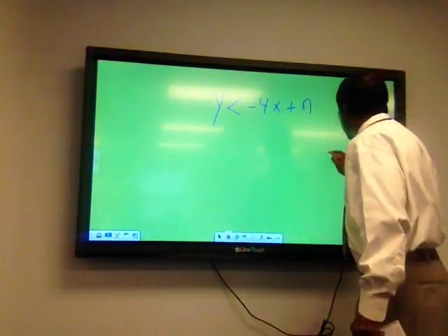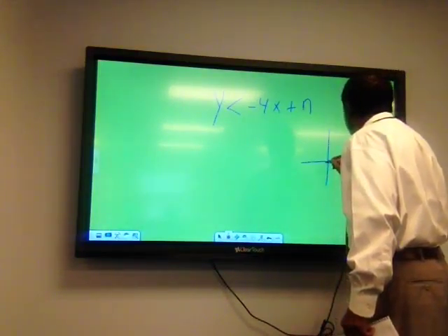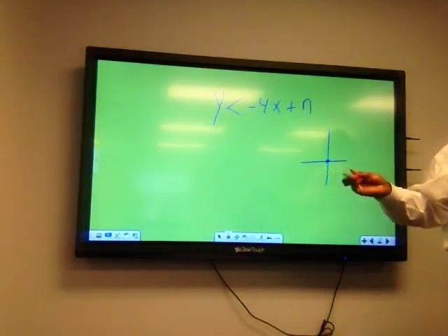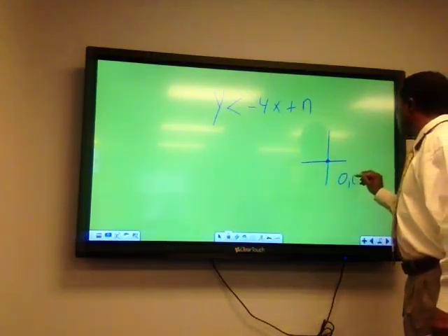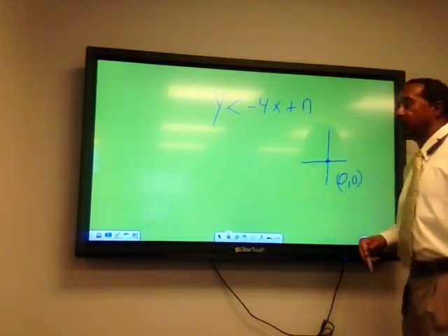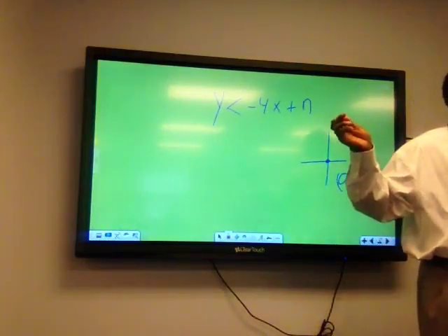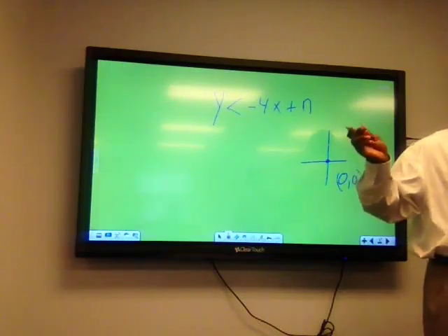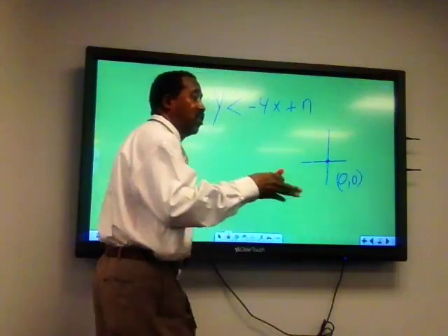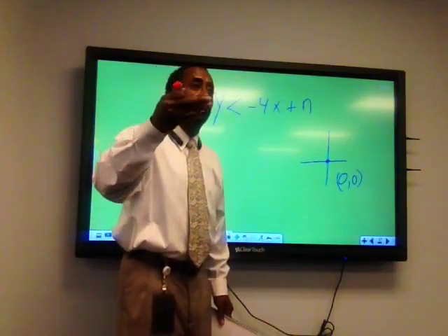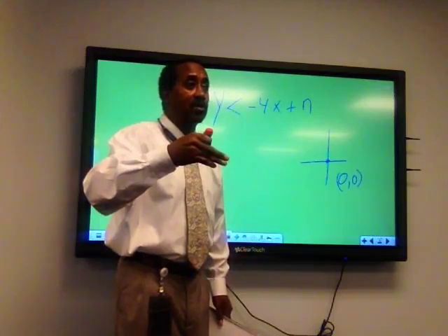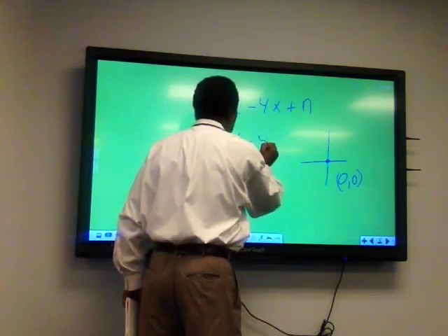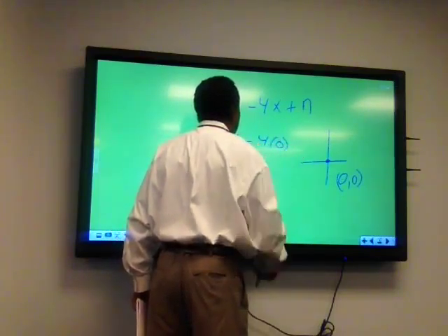So now they're telling us, let's look at a graph, and the origin right here must be part of the solution. Well, what's the ordered pair for the origin? (0, 0). So they're telling us to check and see if (0, 0) is part of the solution. How do we solve it? We just did it. Plug in these points, guys. Come on, we just did it. So let's not get a brain freeze at this point. Plug in: 0 is less than negative 4 times what? 0 plus n.